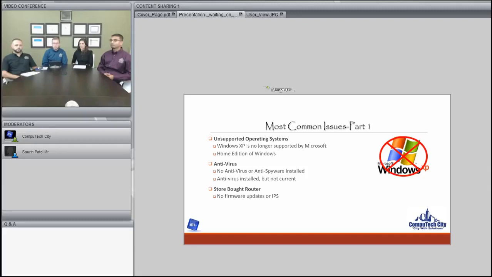Next is Home Edition of Windows. This version does not contain built-in security to help protect your environment. You should not buy computers from local retail stores. You should contact your IT vendor to purchase those PCs.